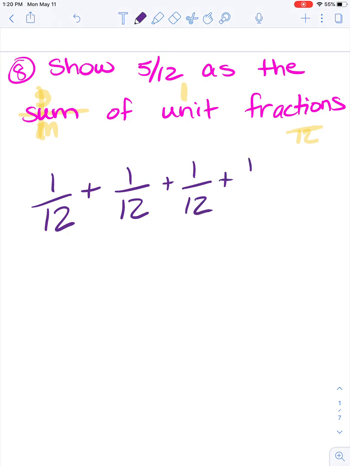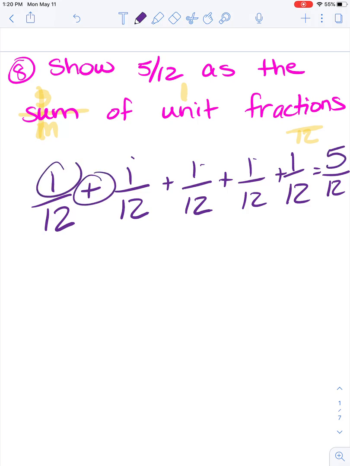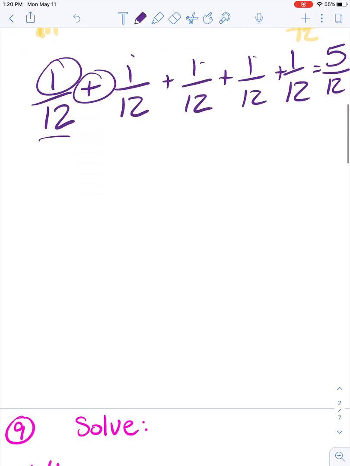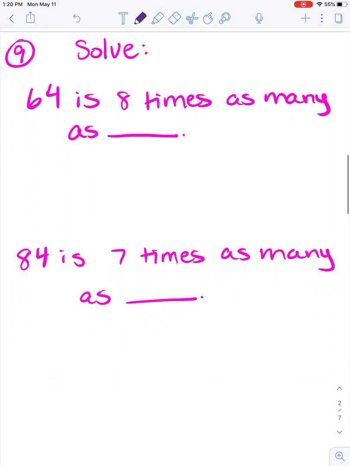Sum means to add, and we had 5 of them. That's 3, that's 4, that's 5. If our denominator is the same, we keep it the same and we add our numerators 1, 2, 3, 4, 5, and we got it right. Sum, addition, unit means 1, fraction, denominator stays the same.